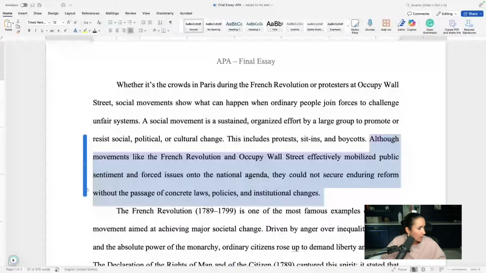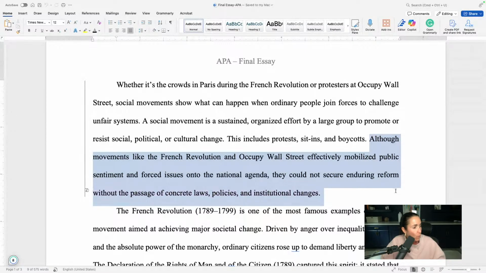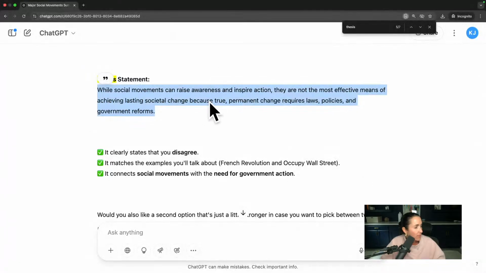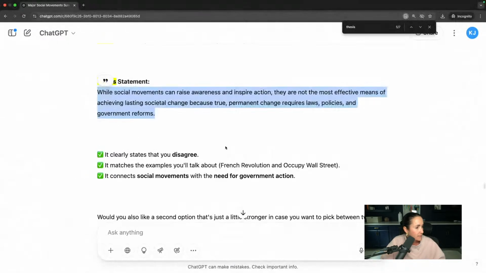Let's go back here. I think I asked it again to include the French Revolution and Occupy Wall Street because those were the two I was going to do. Probably did that later and it said, although movements like the French Revolution and Occupy Wall Street effectively mobilized public sentiment and forced issues into the national agenda, they could not secure enduring reform without the passage of concrete laws. Notice that I went from this, actually, this is above. Yeah. So this is my thesis. I do not agree with that, right? And I say that it clearly states whether you disagree and it matches.